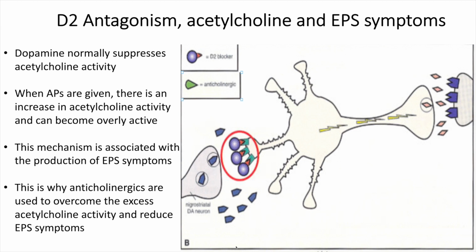Then there's dopamine 2 agonism and the acetylcholine and EPS symptom regulation. Dopamine normally suppresses acetylcholine activity. So when you have a dopamine blocker, you aren't getting the dopamine, so you can no longer suppress the acetylcholine activity. So they believe the mechanism associated with the production of extrapyramidal symptoms is too much cholinergic activity. This is why anticholinergics are used to overcome the excess acetylcholine activity and to reduce extrapyramidal symptoms.